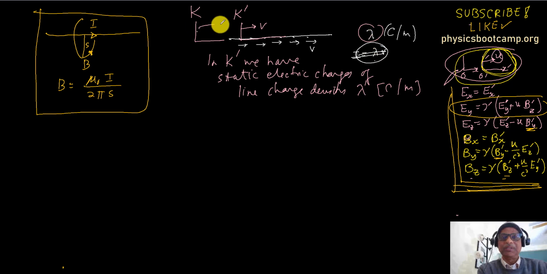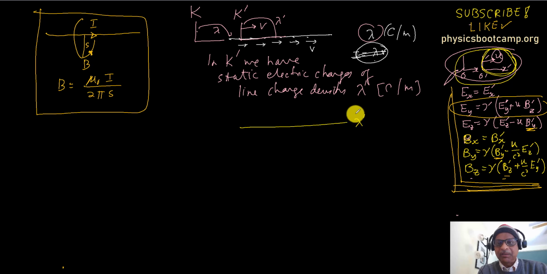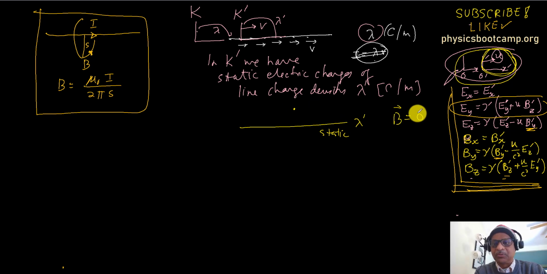If I watch it from here, what's the charge density, and watch it from here, what's the charge density, they are going to be not the same. And I'll come into that in a little bit. So if I give you a lambda prime charge density and it's static, what are your first reactions? Electric field and magnetic field. There will be no magnetic field, so B at point P will be 0, but electric field will not be 0.